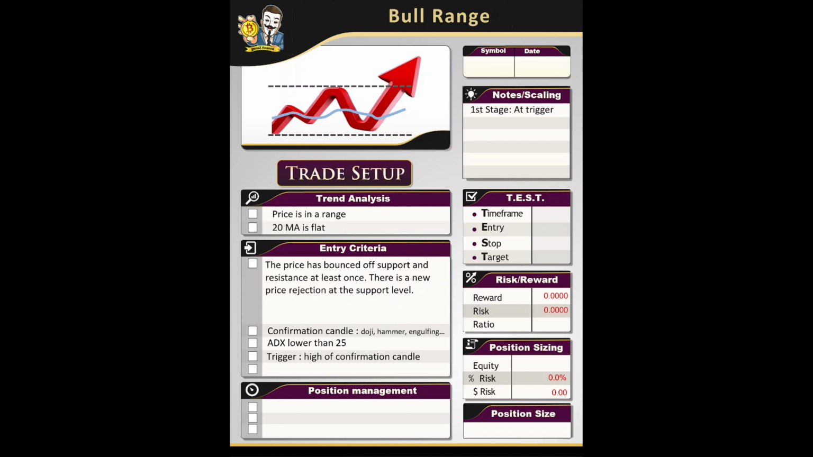About position management, we set our stop loss just below the support level. We move the stop loss to break even once we reach a 1-to-1 risk-reward ratio. And we set take profit just below the resistance level, around 90% of the range, to prevent premature reversal. By following this structured approach, you can improve your consistency when trading ranging markets.